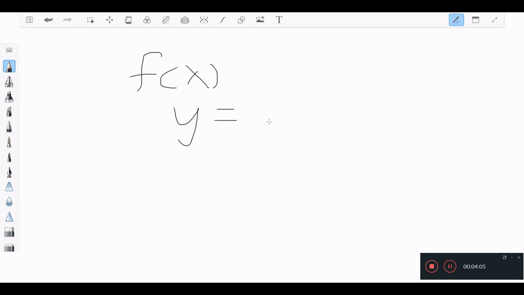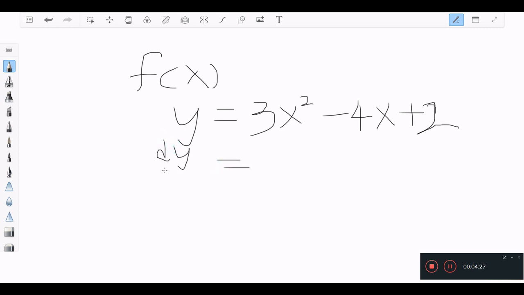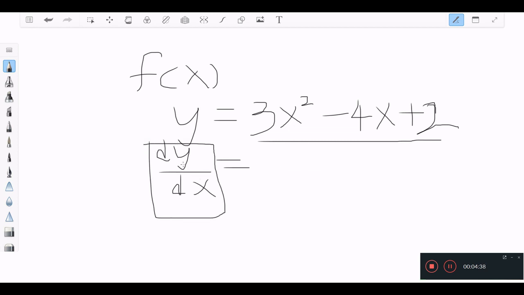It can be very simple as well. For example, in this case, y = 3x squared minus 4x plus 2. You just do it one by one. You don't need to panic if you see a long question. This is what we mean by differentiating y: this is before the differentiation, and this is after.